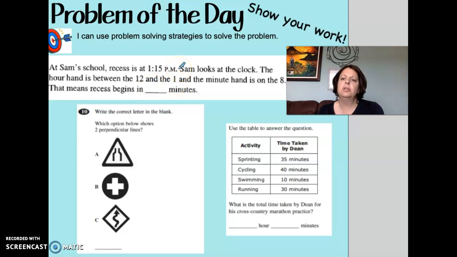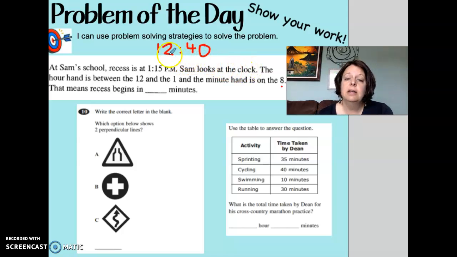Okay, so if I'm looking at the clock and the hour hand is between the 12 and the 1, and the minute hand's on the 8, I know it's going to be 12 something, because if it is 1 something, then it'll be either at the 1 or between the 1 and the 2. So it's 12 something, and the minute hand is on the 8. And I know that on a clock, when the minute hand's on the 8, it's 40 minutes because we count by 5 for each of the numbers on the clock. And 8 times 5 is 40.